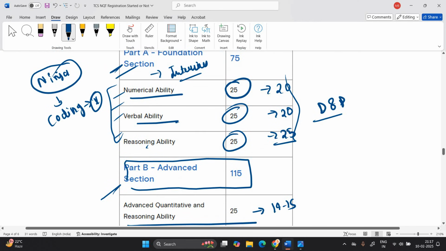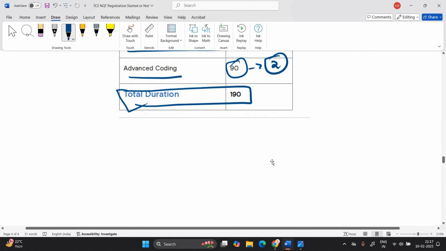So here, in verbal ability there will be 25 questions, here there are 20 questions, okay, and 14 to 15 and 2 questions.